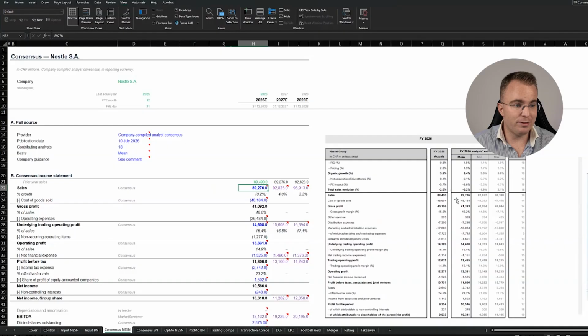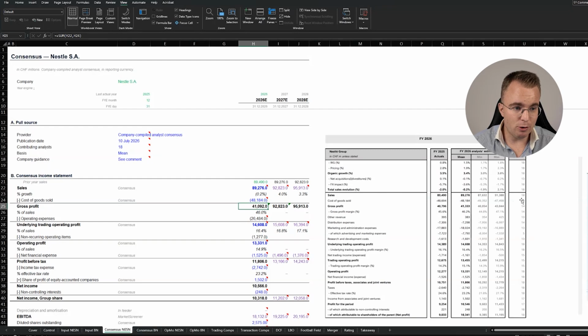So 89,276 is for 2026 sales, and we subtract the cost of goods sold. So again, we manually go and get these numbers. 89,276 for sales, we subtract 48,184, and then we get gross profit. You see, this is not fully matching what they report.